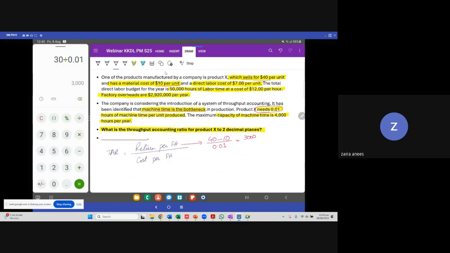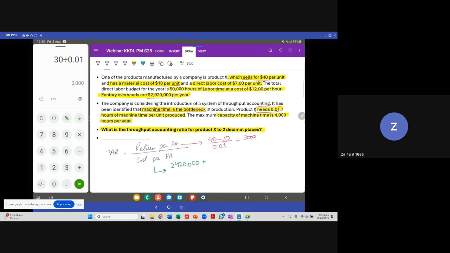Now, cost per factory hour, how will you calculate cost per factory hour? Cost per factory hour requires total fixed cost. Factory fixed cost is 2920, but it does not include labor cost. We have to add labor cost. Here, this is something where students can do something wrong. They may forget to add labor cost. So you have to add labor cost because labor cost is fixed in throughput costing.